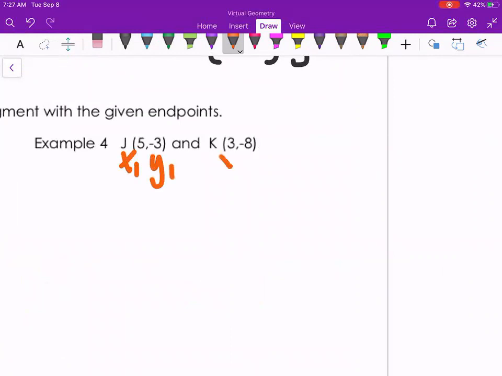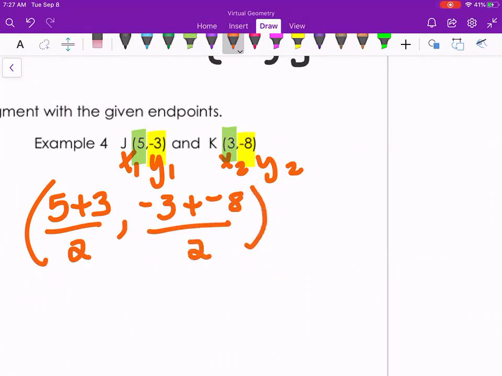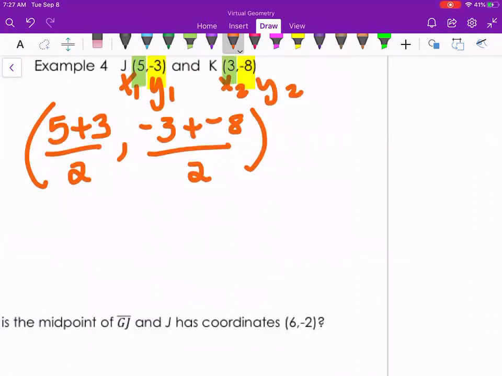x1 and y1, x2 and y2. So same as before, add up those x's. So we're looking at the 5 and the 3. And then we'll divide that by 2. And then we'll do your y's, a -3 and a -8. And then we'll divide that by 2. So let's see what we get. So now we have 5 plus 3 is an 8. Divide by 2. -3 plus -8, -11, still over 2.